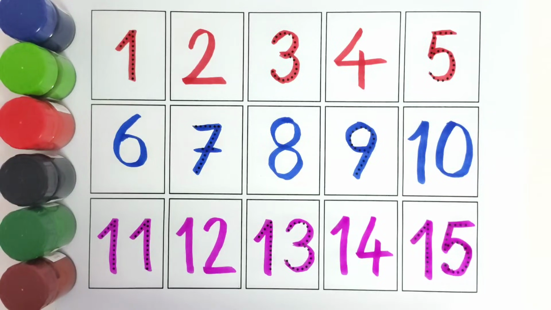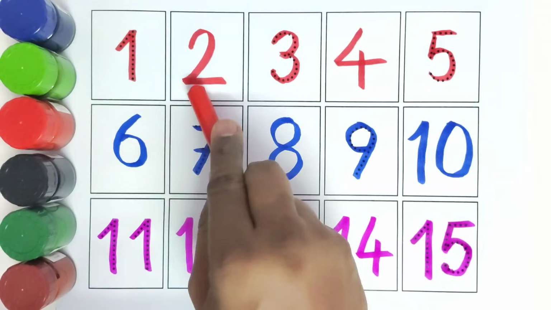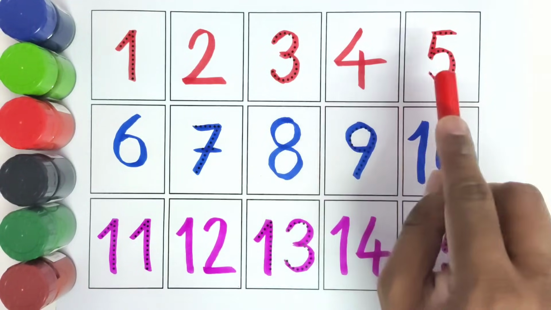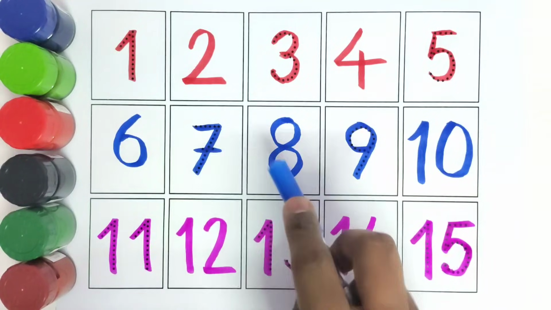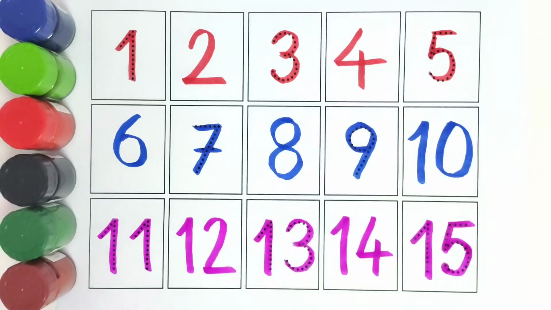I hope you liked tracing all these numbers and finding the missing ones. Let us read them one by one. 1, 2, 3, 4, 5, 6, 7, 8, 9, 10, 11, 12, 13, 14, 15.